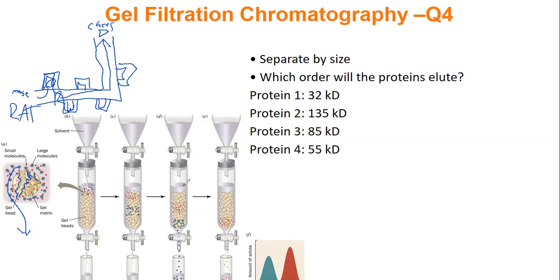Just so we know what that means, relatively simple question here. For proteins in gel filtration, what order will they elute? 2, 3, 4, 1. Yep. So biggest will come out first, then 85, 55, and 32. Exactly. Relatively simple concept there.